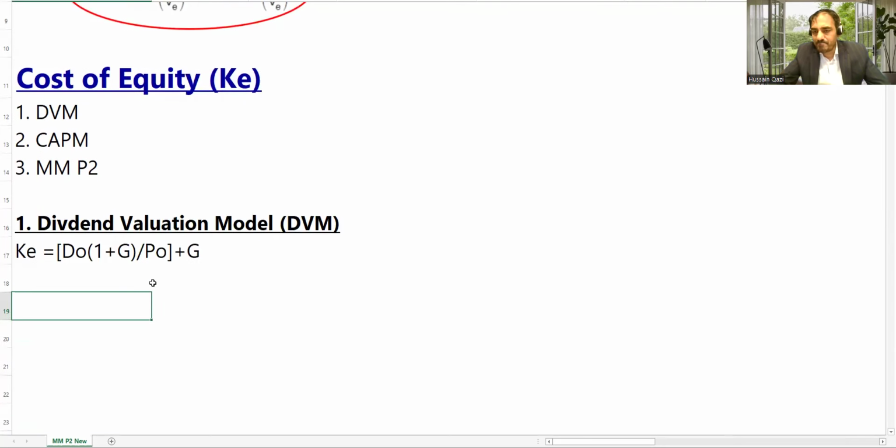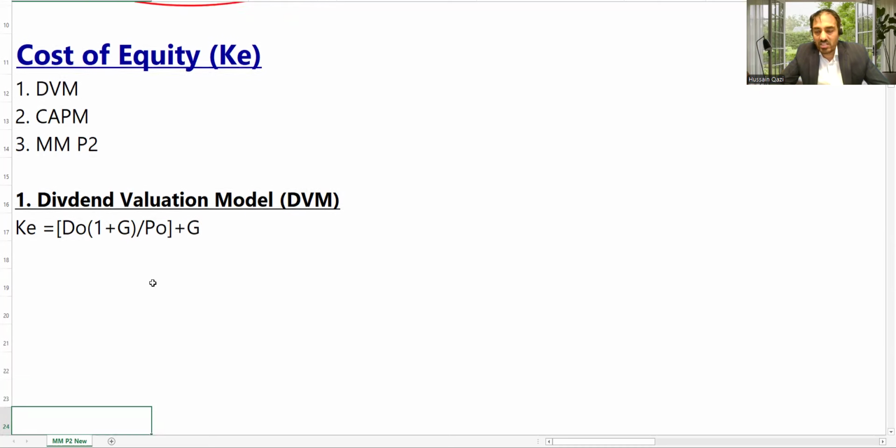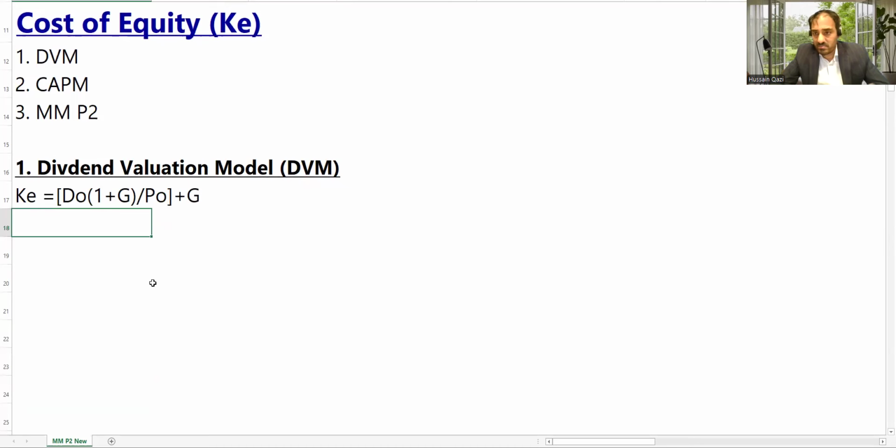It's a simple formula. K is equal to D naught. You need to take out the value of D naught, the current dividend. Then you need to find out the growth. If it's not available, you can calculate it by the Gordon model or by the historical mean method. And then identify the P naught. If it's available, that's good. Otherwise, you need to find out P naught as well, the current market value of the share. It's a very simple method. So calculation of K by the dividend valuation model is about calculating K without considering the risk.